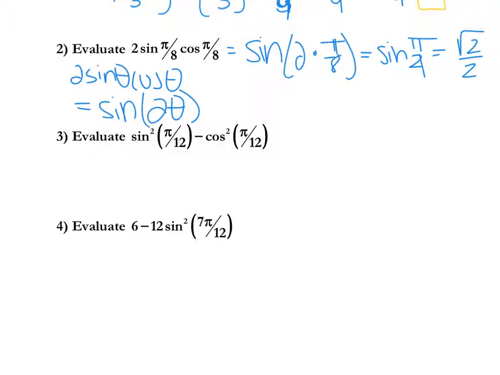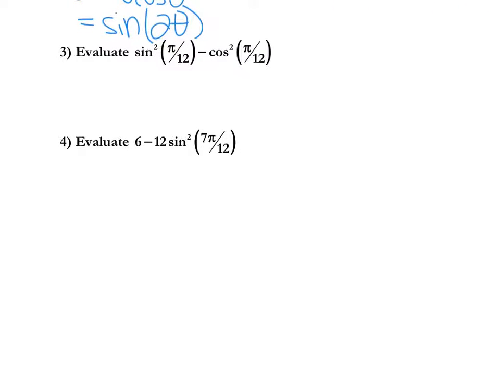All right, next example. Okay, so notice on this one, this one's a little tricky due to the fact that it's sine squared minus cosine squared, and we don't have any identities like that. Okay, but if I rewrite this as negative cosine squared of pi over 12 plus sine squared of pi over 12, I can take out a negative.